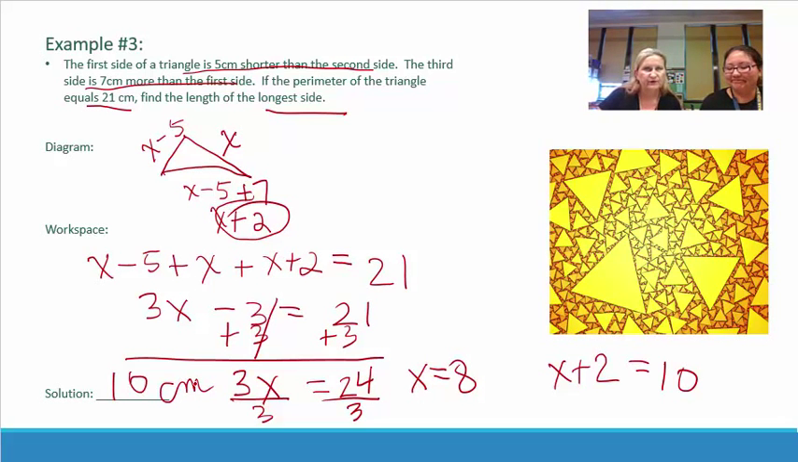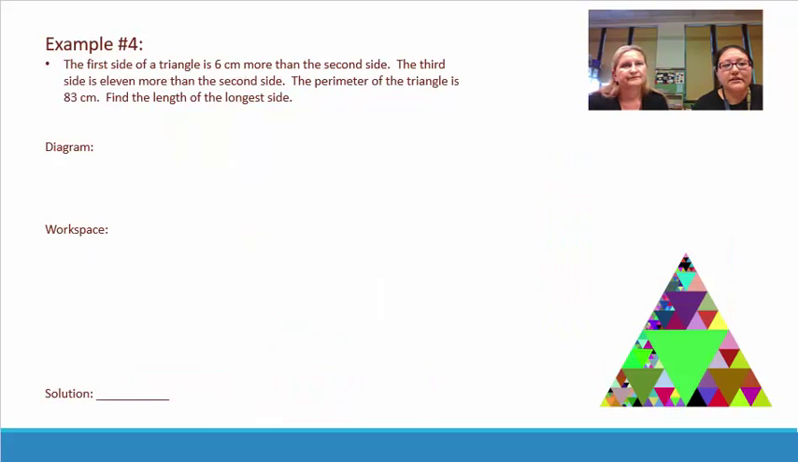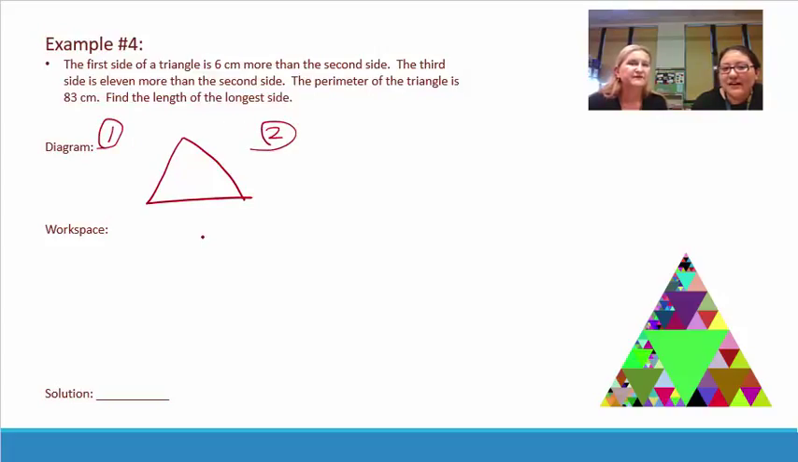Okay, and we have one more triangle problem. So example 4, we have: the first side of a triangle is 6 centimeters more than the second. So let's start with our triangle. I don't know if it's helpful, but I sometimes number my triangle. Very good idea, so you know precisely which side is represented with what expression.